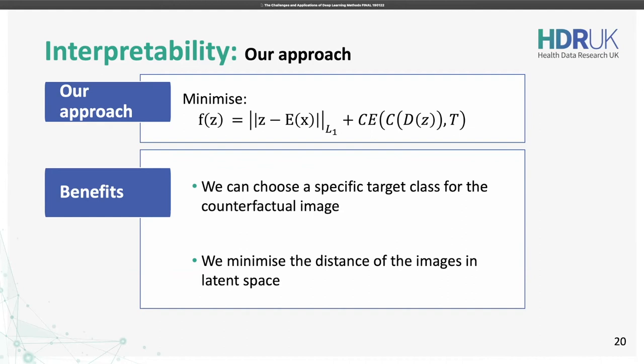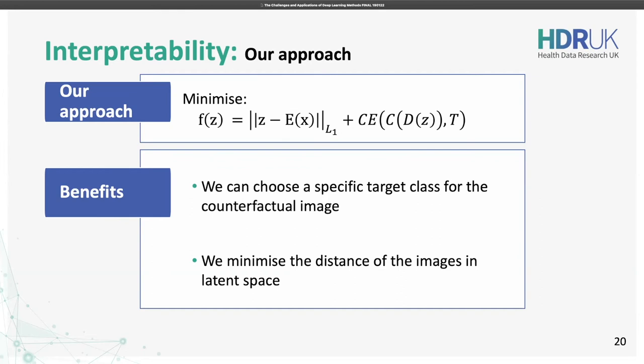So this is better because, for example, let's consider the case of a scan with a lesion in the left half. The classification outcome is lesion on the left. With the latent shift approach, we can only decrease the probability of that class, but we don't know how the other classes are modified. For example, we decrease the probability of lesion on the left, but maybe it will increase the probability of lesion on the right, which is undesirable.